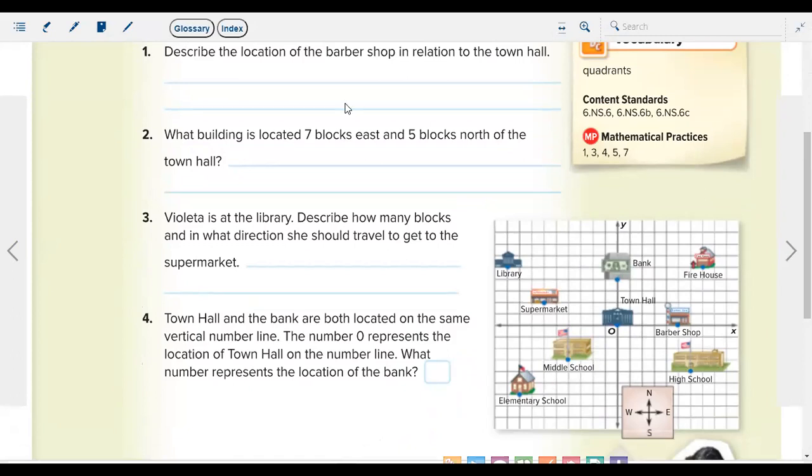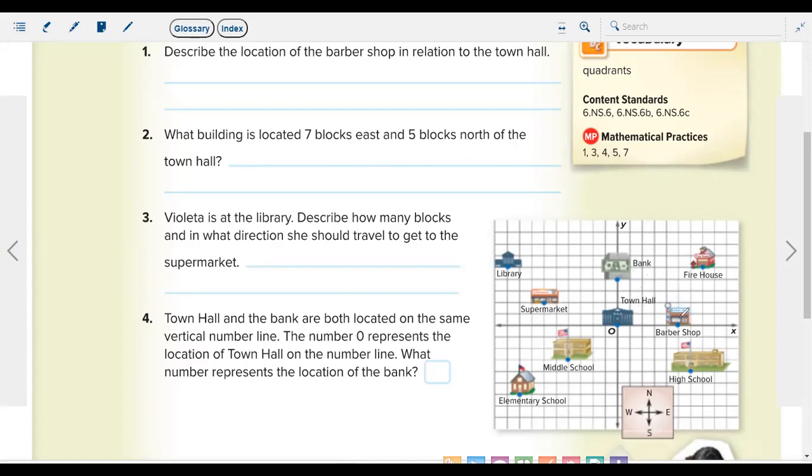As you can see, where is the barber shop? Here is the barber shop. We need to describe the location of the barber shop in relation to the town hall. This is the town hall. While looking at these buildings, I don't want you to look at the building itself. I want you to look at this blue dot. So our measurements start from this blue dot.